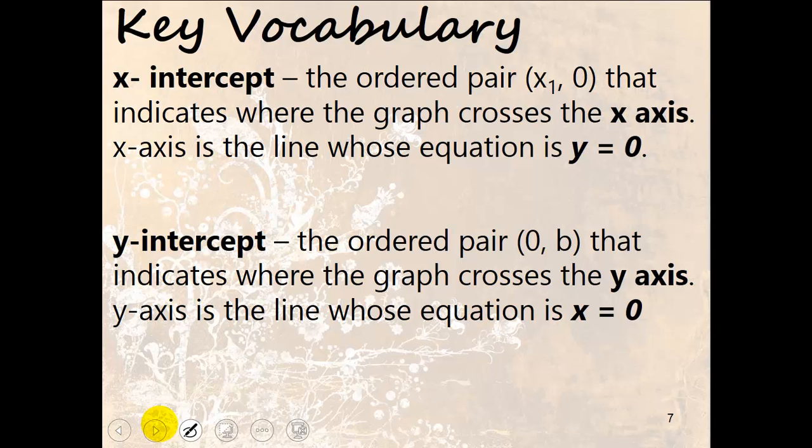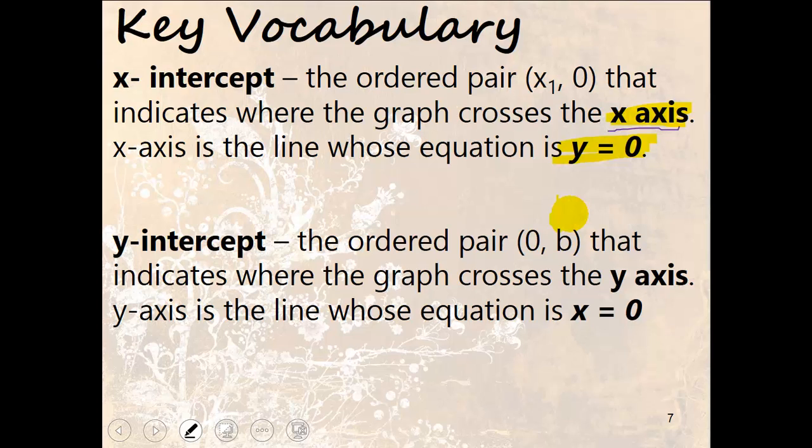X-intercept is the ordered pair, any number, that's why I called it x sub 1, comma 0. It indicates where it crosses the x-axis. Another name for the x-axis is the line y equals 0, because every y-coordinate on the x-axis is 0. The y-intercept is the ordered pair 0, comma b. This is the y-coordinate of the y-intercept.